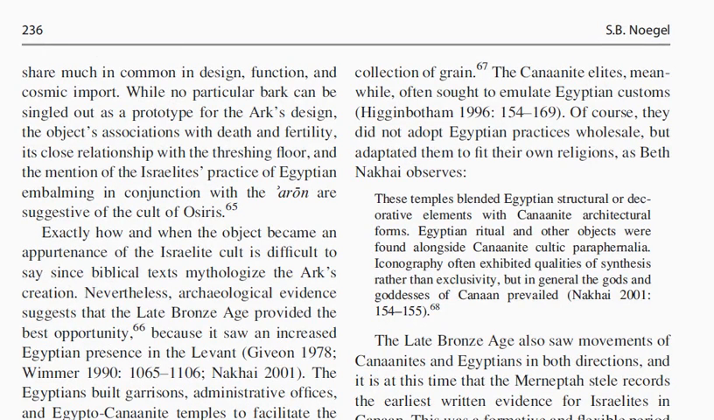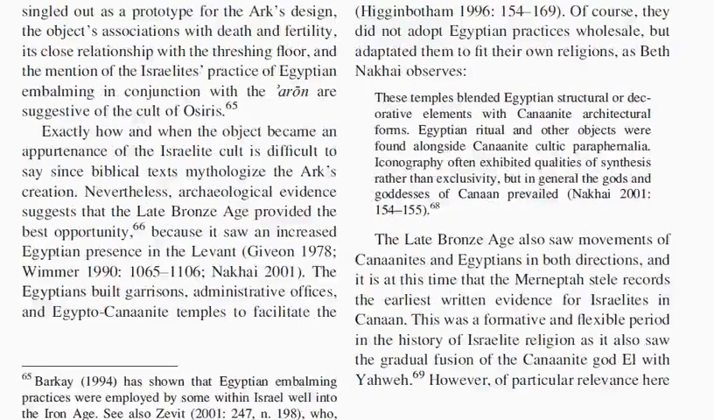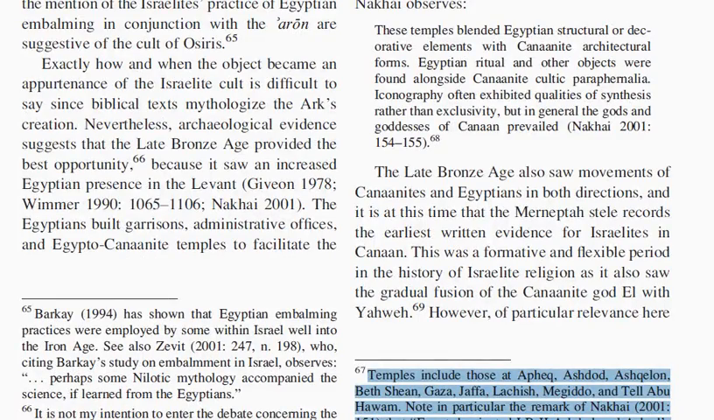The Canaanite elites, meanwhile, often sought to emulate Egyptian customs. Of course, they did not adopt Egyptian practices wholesale, but adapted them to fit their own religions, as S. B. Noegel observed. These temples blended Egyptian structural or decorative elements with Canaanite architectural forms. Egyptian ritual and other objects were found alongside Canaanite cultic paraphernalia. Iconography often exhibited qualities of synthesis rather than exclusivity, but in general the gods and goddesses of Canaan prevailed.